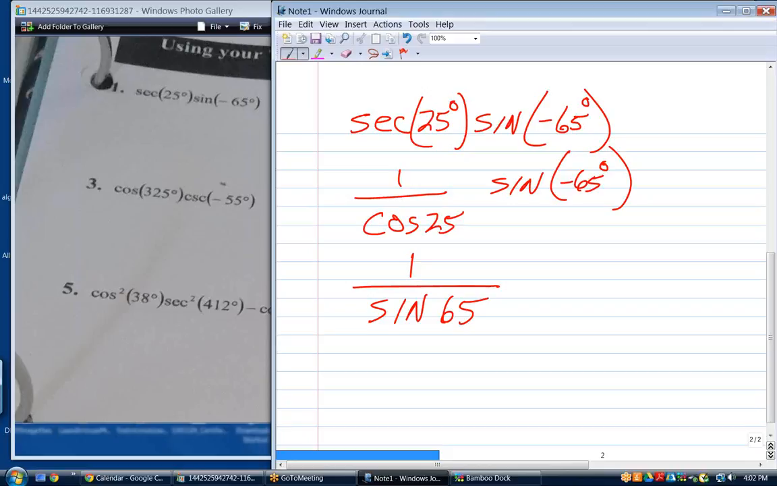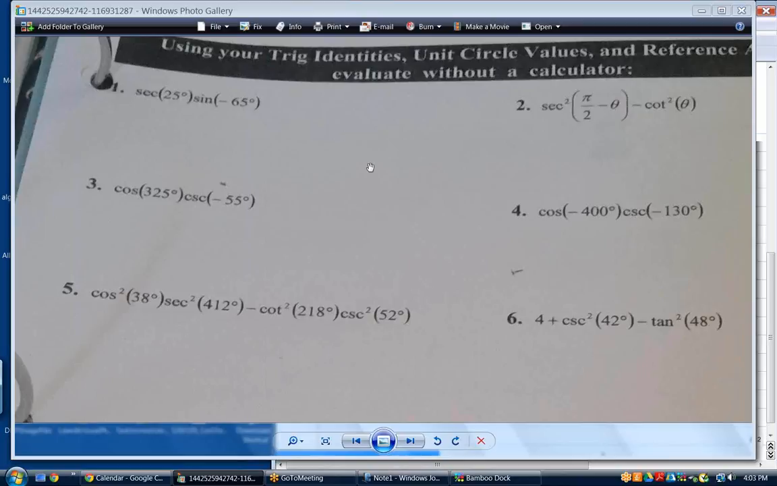What's another way to write sine of minus 65 degrees using the odd-even function? Wouldn't it be just negative sine of 65? So now we have the negative sine of 65 divided by the positive sine of 65. Minus 1. All right. So at no point did we have to know what the sine, secant, or cosine of those angles are. And that's kind of the point of these problems, to do these without your calculator.